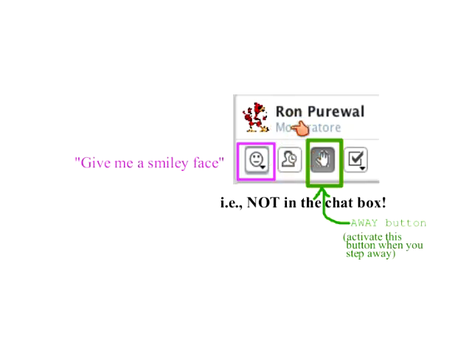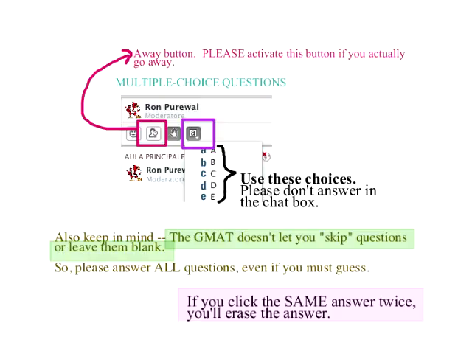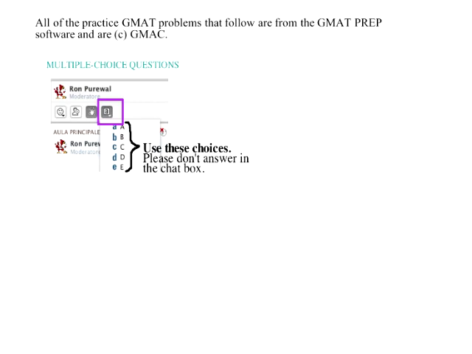Smiley face and other emotion icons are underneath your name. And this is the away button. Please use it if you are away. And here is where you find multiple choices. Underneath your name, you will see a letter A. You should see it now at least. And then you'll find the multiple choice answers in that area. And all of the problems are from the free GMAT prep software, copyright GMAC.